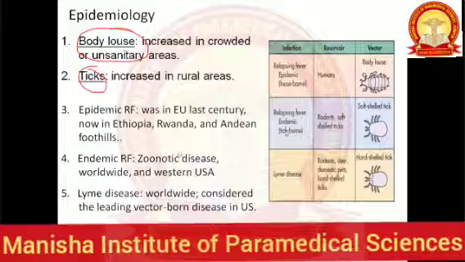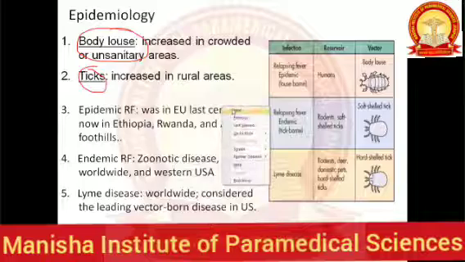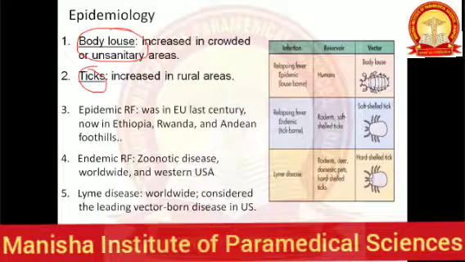This relapsing fever was an epidemic in Europe last century, and in Ethiopia and Rwanda it is an epidemic. We can also have the epidemic of Lyme disease worldwide, considered among the leading vector-borne diseases in the US. So Lyme disease is really one of the most major vector-borne diseases. Now let me go to the next slide.